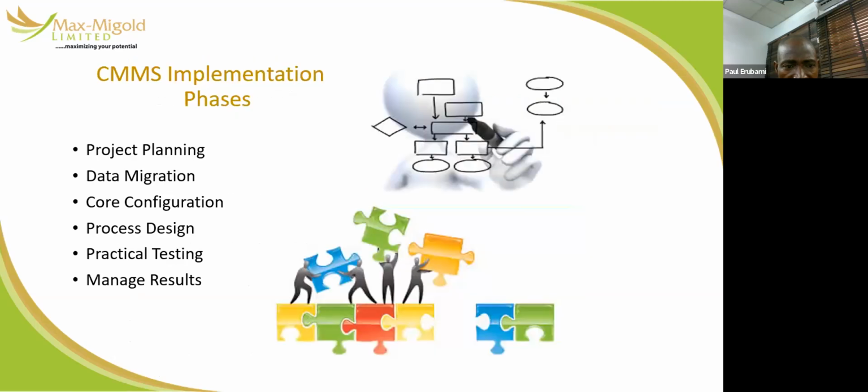Okay. So when you are implementing your CMMS, you do what you call project planning. You do a migration period when you are migrating from the old to the new one. Then the core configuration. What is the core configuration? How do you match the old system with the new one? The process of the design, the practical testing, then you manage results. When you have implemented, you test in practice what you have implemented. Does it suit what you want? Then after that, you start managing the results you are getting from there.